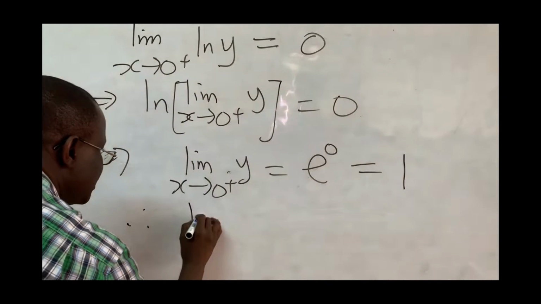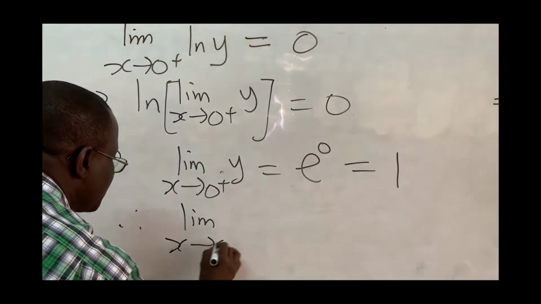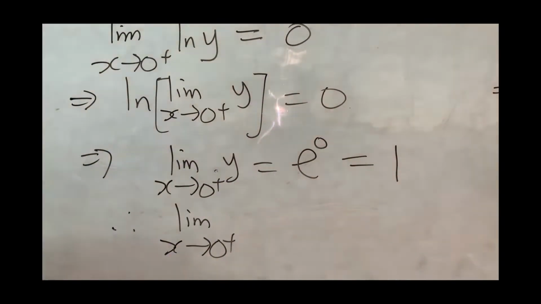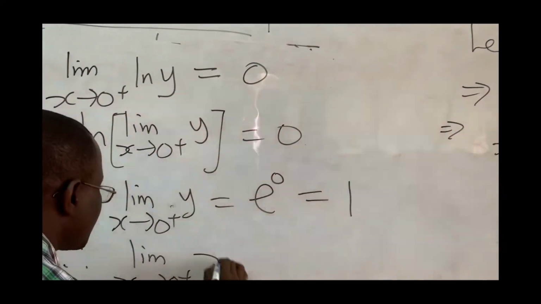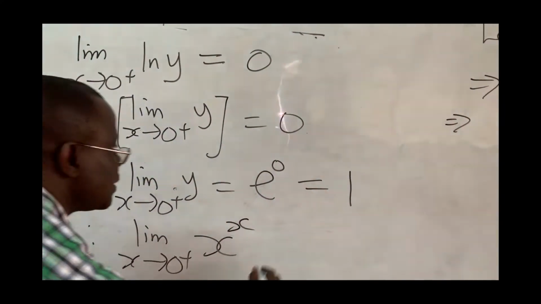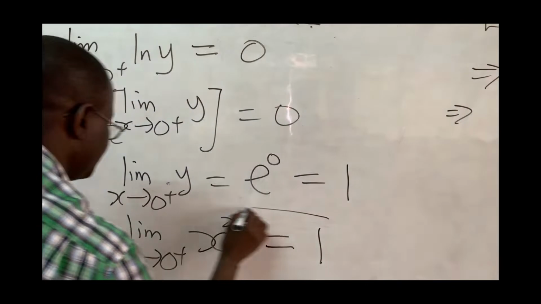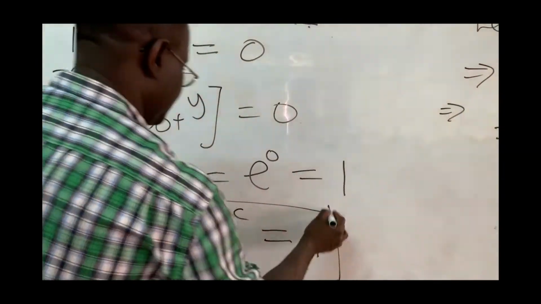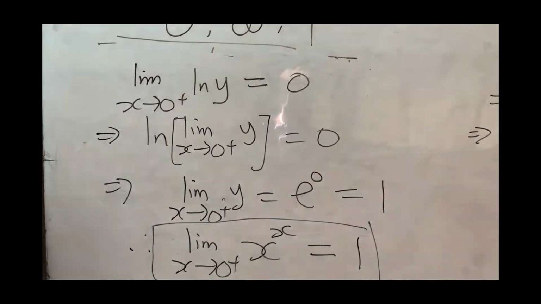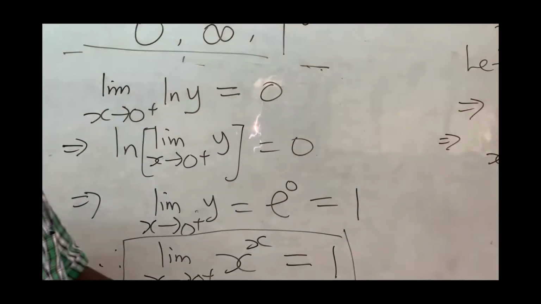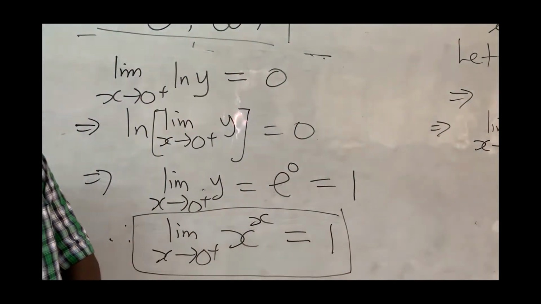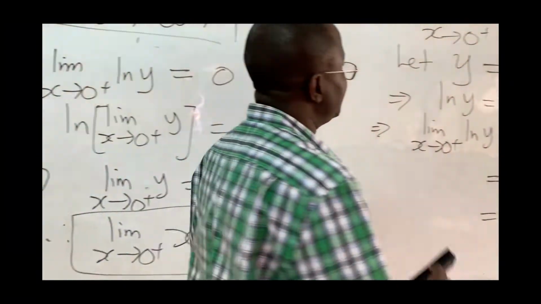Therefore, the limit as x goes to 0 plus of y is our original function, which is x raised to the power x, is equal to 1. So the limit as x goes to 0 from the right of x to the power x is equal to 1 from these. Okay? Good. So let's finish off with the last example.